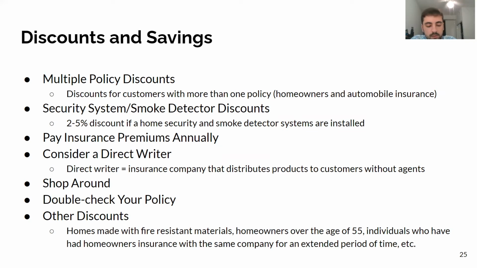Next, you should shop around. Compare prices between high-quality insurers. Premiums can vary as much as 25% between these companies, and also be sure to double-check your policy and make sure you'll be receiving what you ordered. Finally, there are some common discounts for things like homes made with fire-resistant materials, homeowners over the age of 55, and brand loyalty, which basically means if you stay with the same insurance policy in the same carrier for a long time, they'll give you a discount.